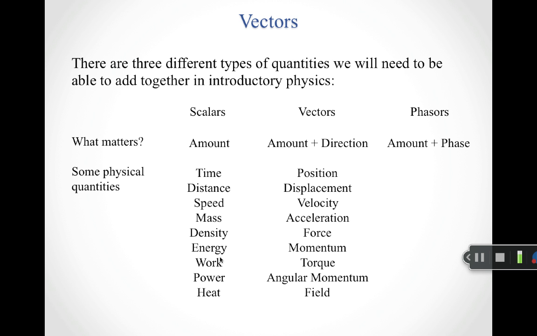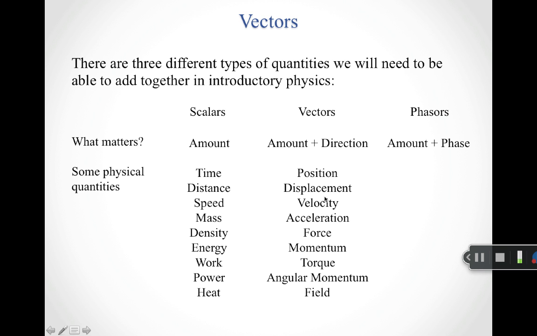For vectors, again, there's a whole slew of things we're going to deal with that are vectors. So position, where you are, is a vector. So where your position is cares about the origin you choose, and then where you are in some x direction, y direction, and potentially z direction. Displacement is how your position's changing. Again, that's a vector. Velocity and speed, again, those seem to be the same things, but they're not.